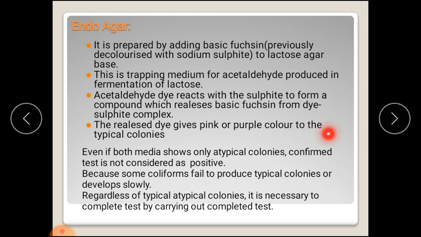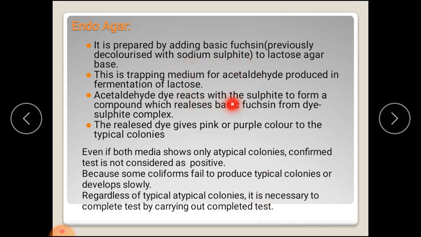Pink or purple color. So this is about the mechanism behind endo-agar and EMB-agar. Now even if both media show typical colonies, the confirmed test is not considered as positive because some coliforms fail to produce a colony, or develop slowly. Regardless of typical or atypical colony, it is necessary to complete the test by carrying out the completed test.